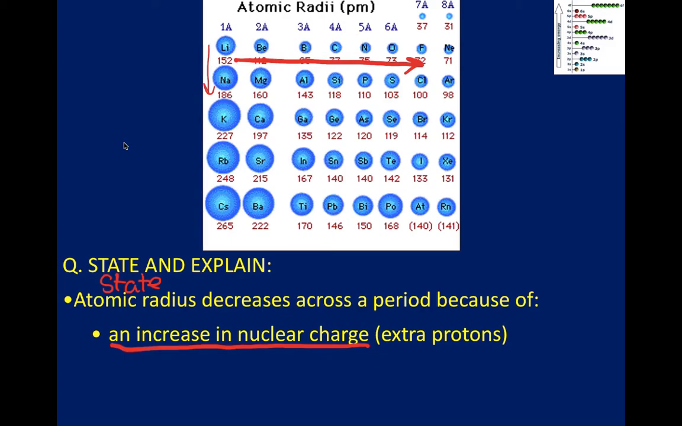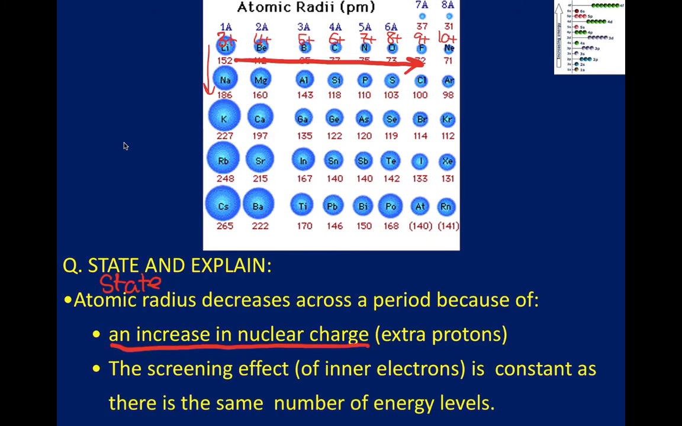What does that mean? Well, if we take lithium here, it has 3 protons. This has 4 protons, 5 protons, 6 protons, 7 protons, 8 protons, 9 protons, 10 protons. So as you're going across the period, you have this extra positive charge, and the more positive charge you have, the better that is at drawing the negative electron shells to it. Chemists describe that as an increase in nuclear charge. And the other thing that we're going to put in here, and I'll explain it in a while, is that the screening effect stays constant. What that means is there are no extra energy levels.